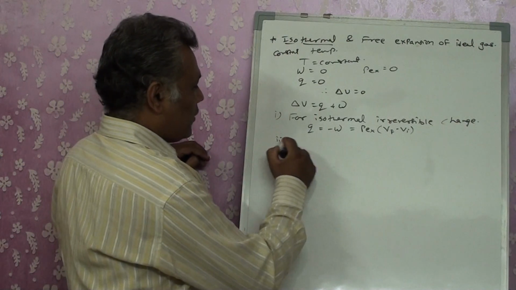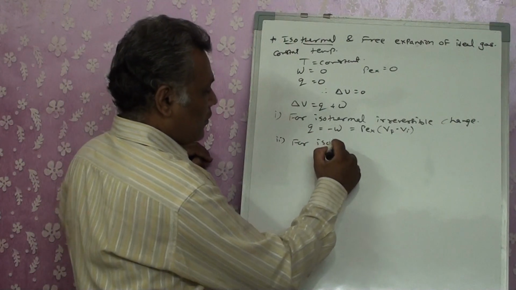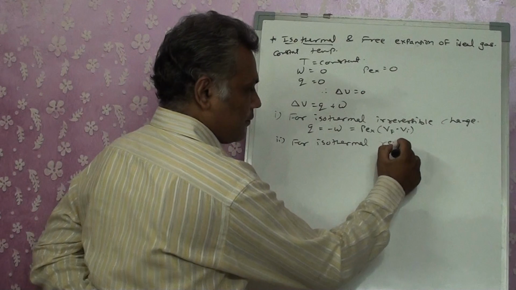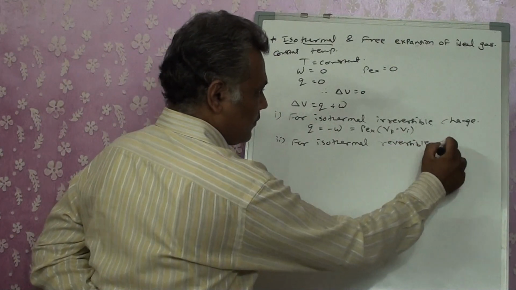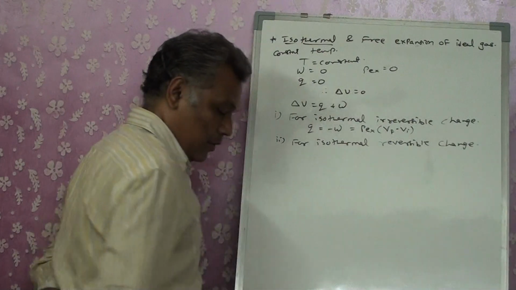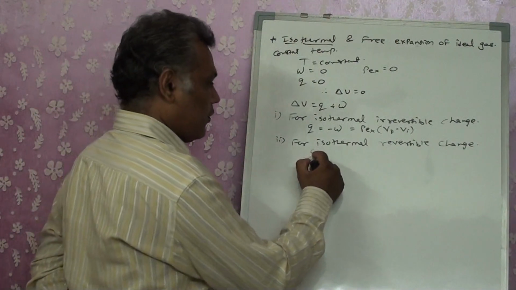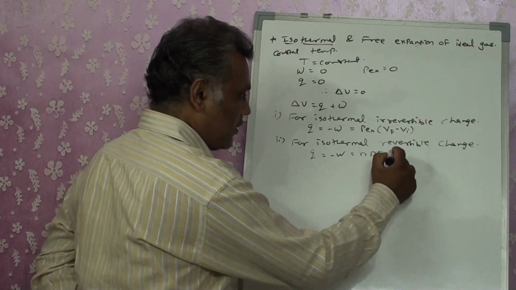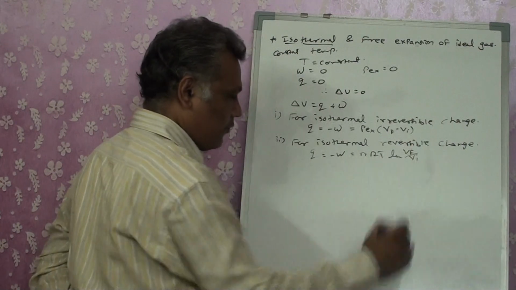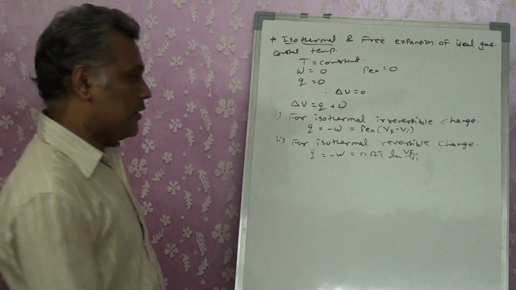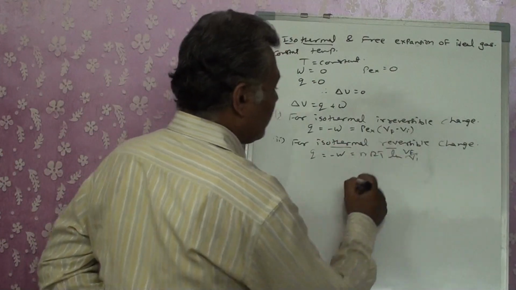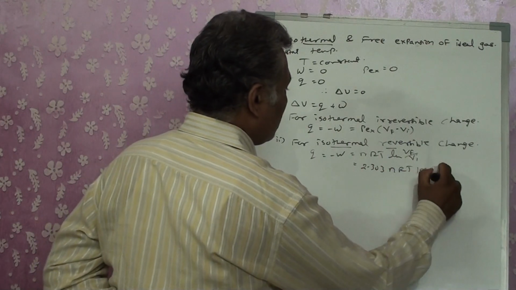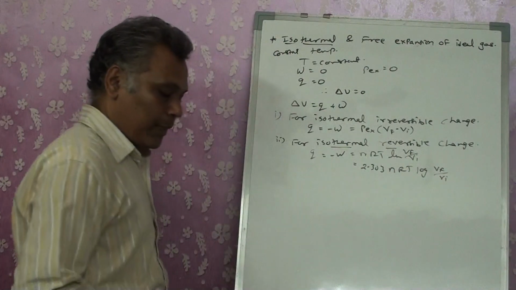The second point we get is for isothermal reversible changes. For that we get Q equals minus W, which will be equal to nRT ln Vf by Vi. We will have this equation implemented for reversible changes, that is 2.303 nRT log Vf upon Vi.